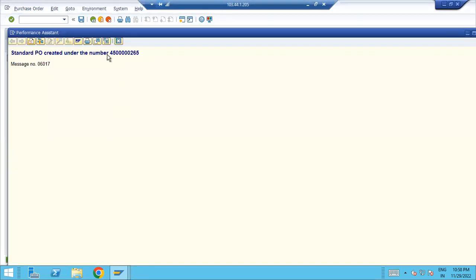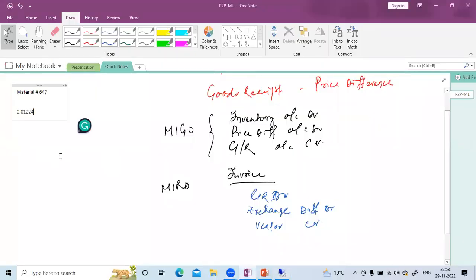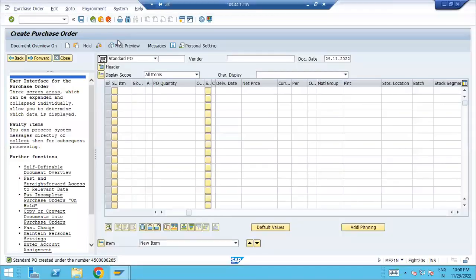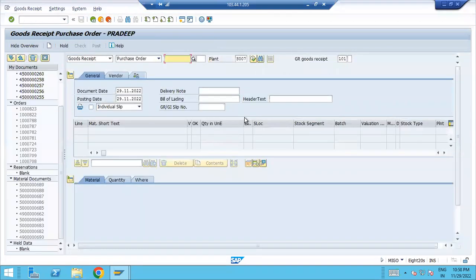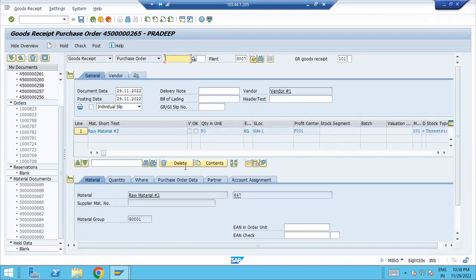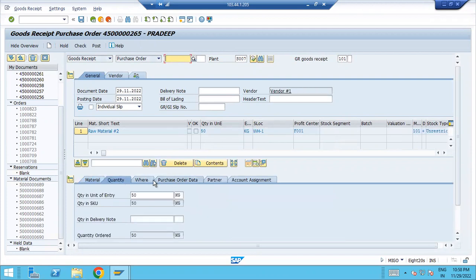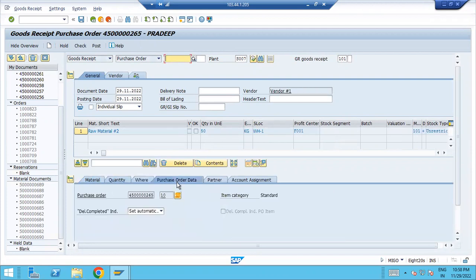PO created. Let's make a note of that. Now with reference to the purchase order, I'm going to have the goods receipt or MIGO. So we are procuring this material, 50 units, and other details are there, purchase order data.